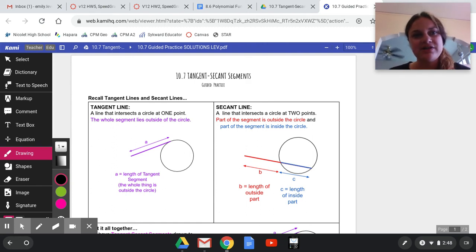Today we are going to be talking about the relationship between tangent lines and secant lines. So take a moment right now and pause the video, read about what a tangent line is and what a secant line is.